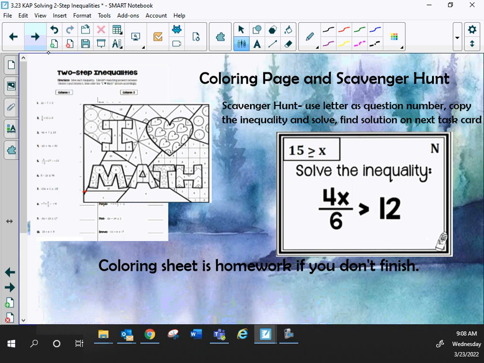What you're going to start with is the scavenger hunt around the room. You pick whichever letter you're going to start with. Put the letter at the top, copy the problem, solve it. Your answer is going to be somewhere else around the room. Put that letter, copy, solve it. I don't care if you go this way or this way, whichever makes sense to you. Once you finish that around the room, then you can work on the other one. Are we understanding what's happening?